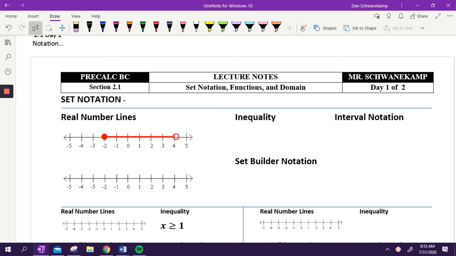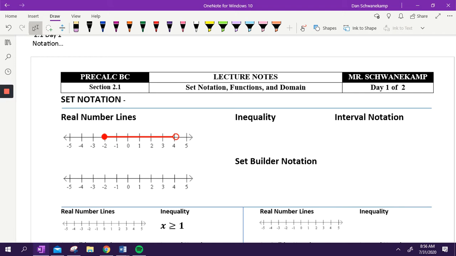So we are doing set notation. Okay, we're going to talk about how we talk about numbers in different ways. That's our main idea. All right, the first way up here is probably the way you're most familiar with, where we've got a number line with open circles and closed circles. So, closed circle there at -2. What is that closed circle going to tell us?